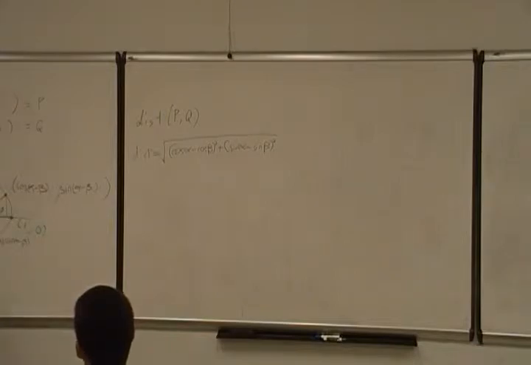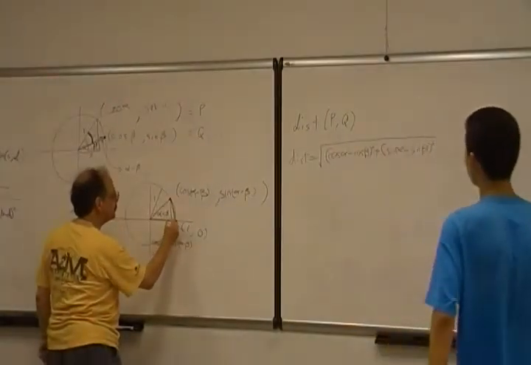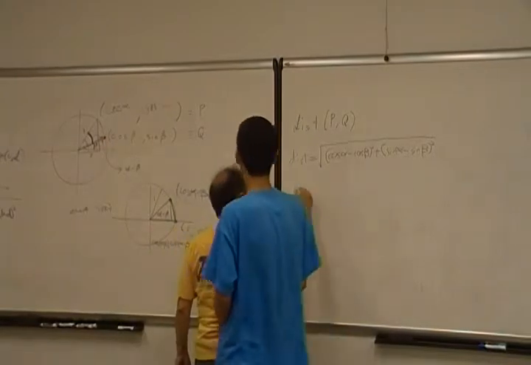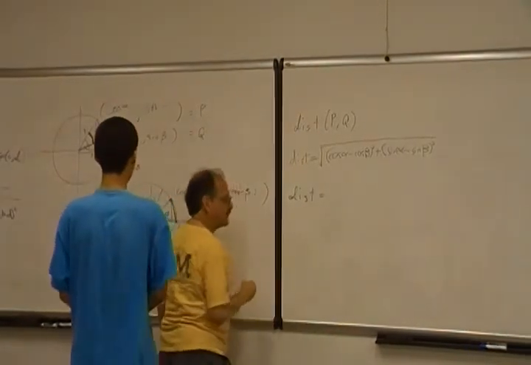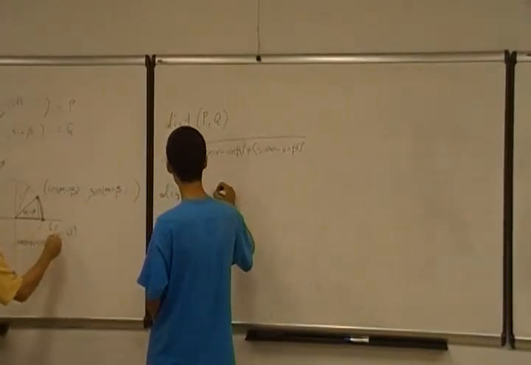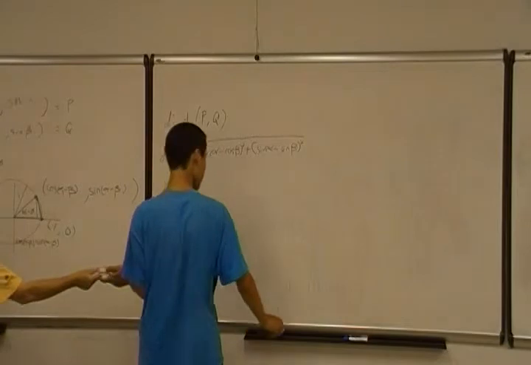Now it's Hung Sen's turn. Find the length of this chord. What's the distance between this point and that point? Distance equals. So get started. Here's the x coordinate, y coordinate, x coordinate, y coordinate.